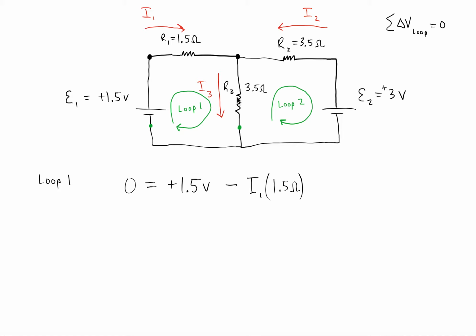Now there's only one more element to go through, and that's R3. Once again, potential is going from higher to lower. If we designate this as 0 volts, then technically this point should be at 0 volts as well, because they're in contact through a thick conducting wire there. So we're going to subtract I3 times R3, and R3 is 3.5 ohms. Well, let's write loop 2 then.